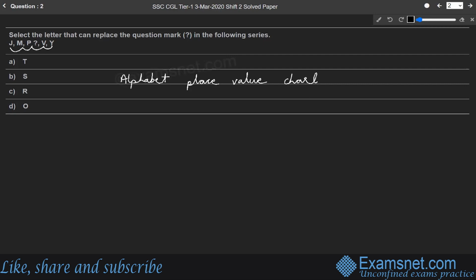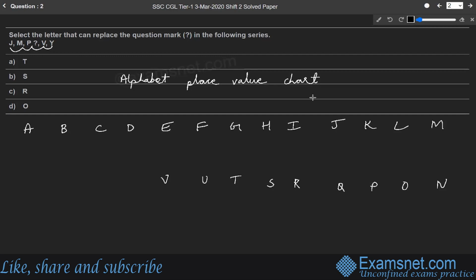What is alphabet place value chart? Let us make it and understand it. So the first thing to make this chart is that we have to write all the alphabets in the order. So writing them A, B, C, D, E, F, G, H, I, J, K, L, M, N, O, P, Q, R, S, T, U, V, W, X, Y and Z.